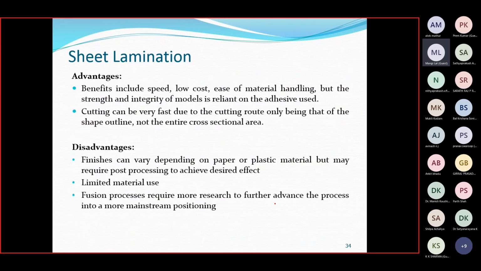So that is sheet lamination, and its benefits are basically speed, low cost, and easy material handling. Even with the help of paper, think about it: the prior technologies don't have an option for paper 3D objects, but in this you can generate your 3D model or 3D objects even with paper itself. So that's the benefit of sheet lamination.